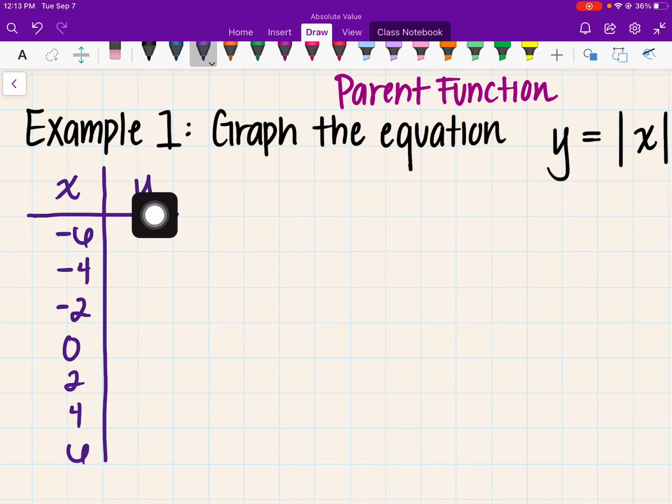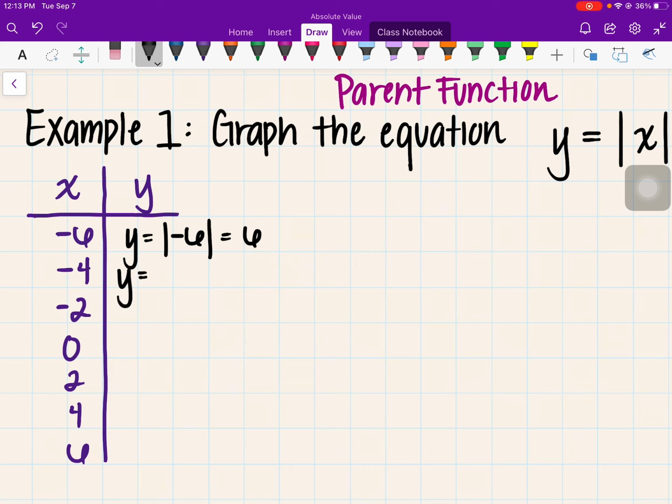The goal in this case is to find our y value. In order to do that, we have to substitute the x's we just found into our equation. So we have y equals the absolute value of -6. The distance from -6 to 0 is a positive 6. Let's repeat that with -4. The absolute value of -4 is a positive 4. We're going to do this for all the values here, and then we're going to graph.